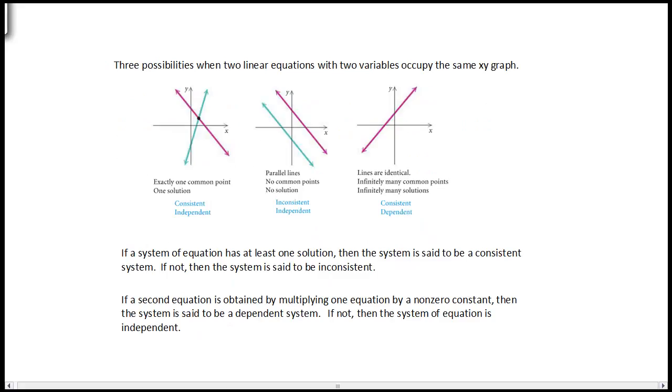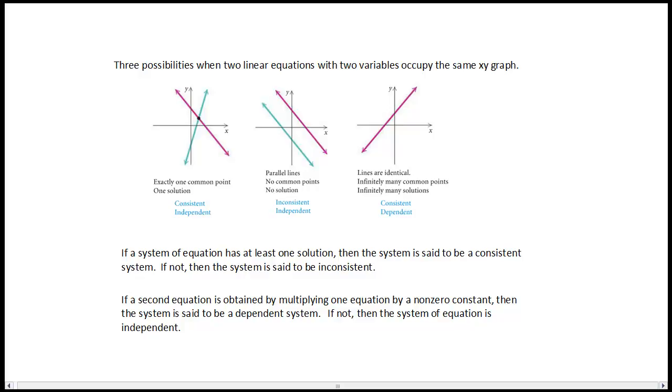Also, with 2 lines intersecting, it could be a consistent and an independent system. If a system of equations has at least one solution, then the system is said to be consistent. If not, then the system is said to be inconsistent. If you look at the 2 parallel lines that have no common points, it is inconsistent, but also independent.